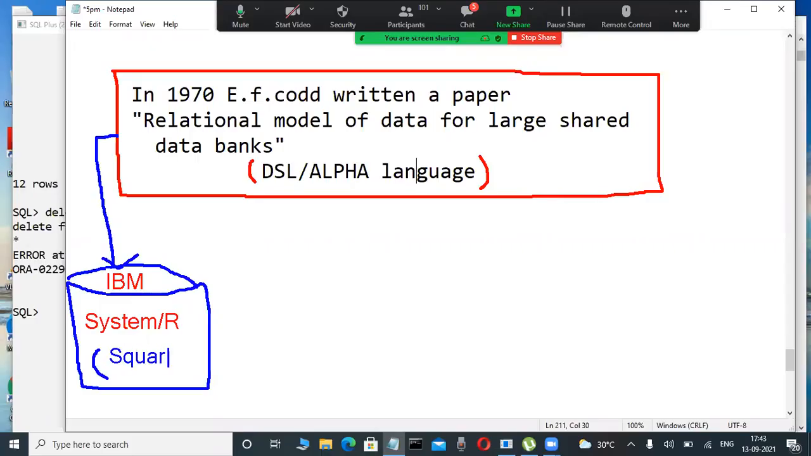Now just for a rough idea, I'm telling you only about the Square language for the first time. That Square was again changed into SQL, Structured English Query Language. Again that SQL was changed into SQL. That much history is there. Slowly observe here. This is just for idea purposes, because in our course we are learning Oracle, but before Oracle, there are all these things. But where is Oracle?